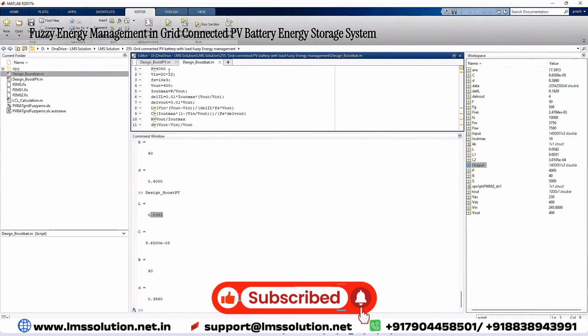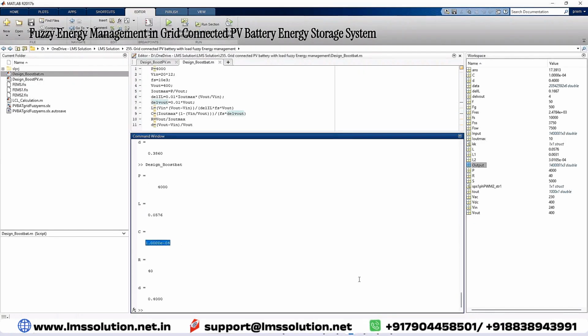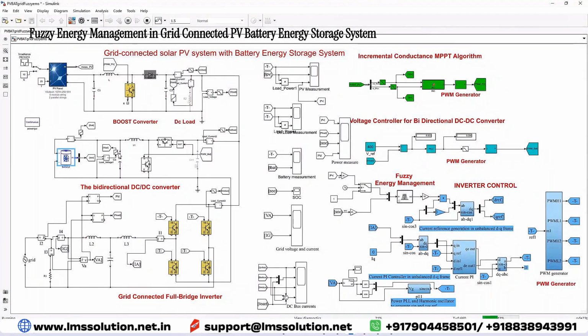Here you have to mention the power of the PV, because we have to design that converter rating based on the PV power. Here you have to take the power of the PV, and then the input voltage will be 20 into 12, the output voltage 400, and the switching frequency will be 10 kilohertz. And then once you click this, you will see the value of L and C here. This is the value of L and C. The same value you are going to use here.